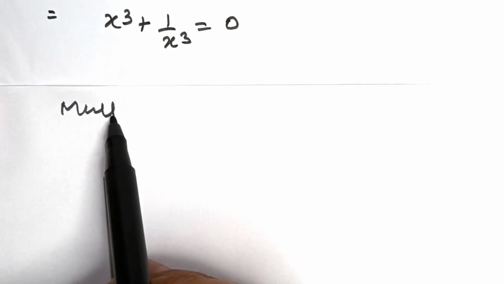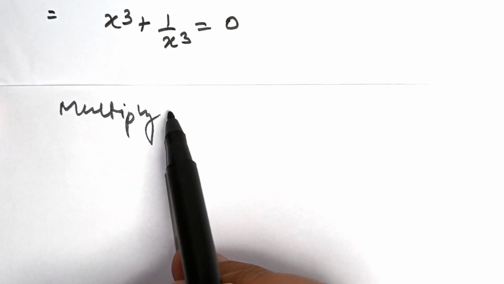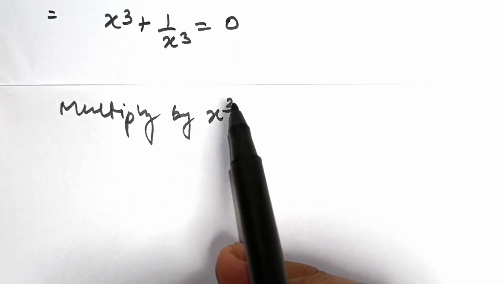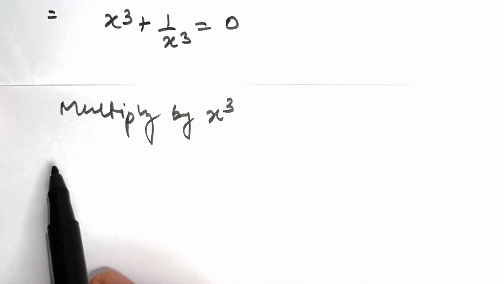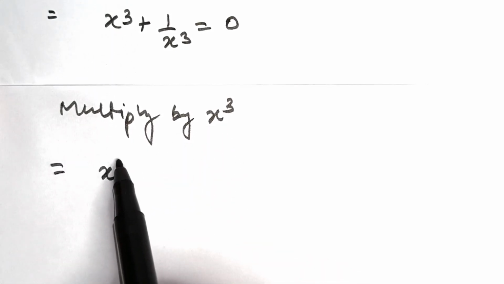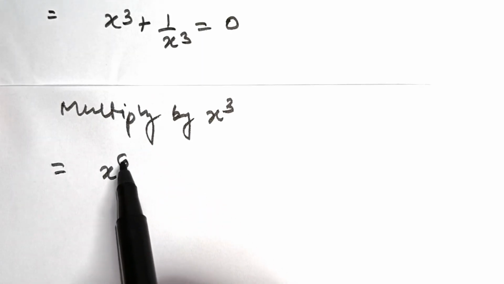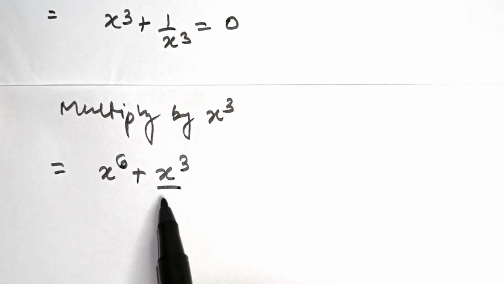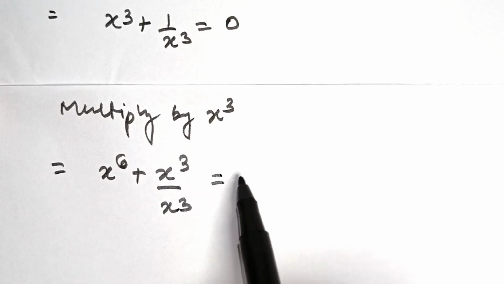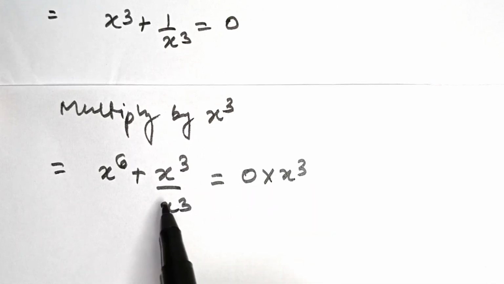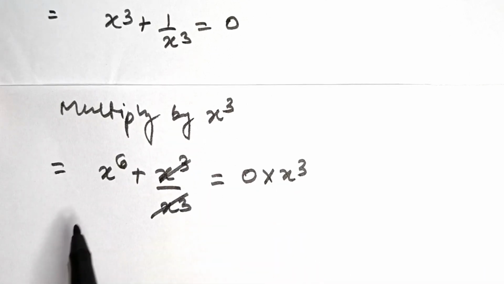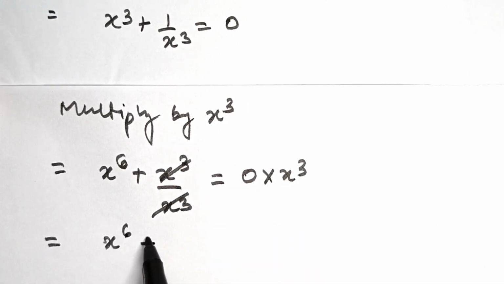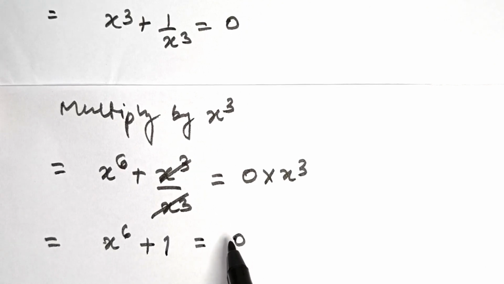Now multiply by x cube on both sides of the equal sign. In order to get it more simplified, we will multiply by x cube on both sides. So this will become x cube into x cube will be x to the power 6, plus x cube upon x cube, is equals 0 times x cube. So this will cancel out and this will become 0. So we'll have x to the power 6 plus 1 is equals 0.